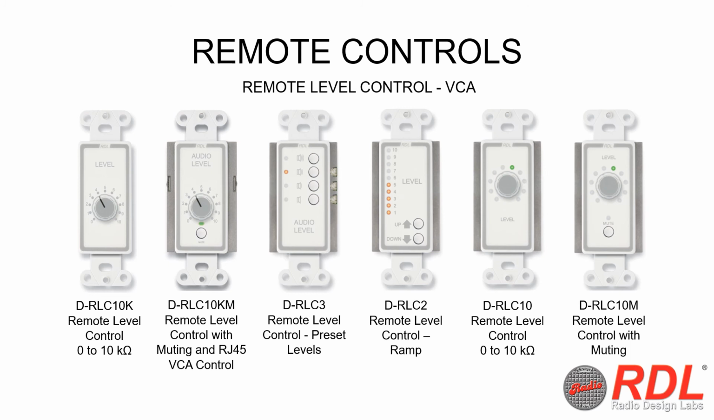The DRLC2 provides 2 momentary push buttons that provide up-down level operation and has a 10-segment LED display. This unit is designed to work with RDL's ramp generator circuitry, which is found in select RDL products. Single or multiple controls can be wired together, which will provide synchronized level control and display. The DRLC10 is a rotary remote level control with a 10-segment LED display. This unit also utilizes RDL's ramp generator circuitry and can be used at single or multiple locations. Up to 10 remote controls may be wired together, which will provide synchronized level control and display. The DRLC10M has the same functionality as the DRLC10, but adds a mute function with a separate LED indicator.